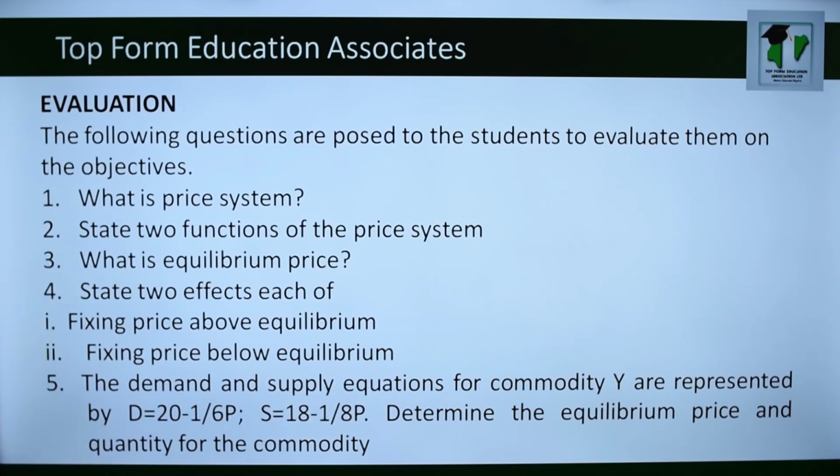Question 5. The demand and supply equations for commodity Y are represented by D is equal to 20 minus 1 over 6P, and S is equal to 18 minus 1 over 8P. Determine the equilibrium price and quantity for the commodity. Remember that D stands for quantity demanded and S stands for quantity supplied. This is a replica of what we did. So take them home and attempt them.